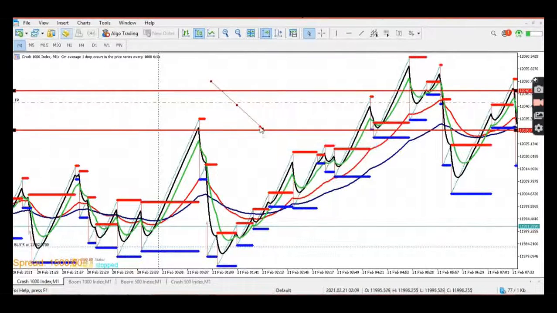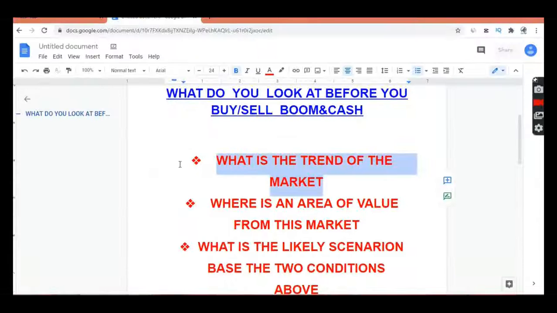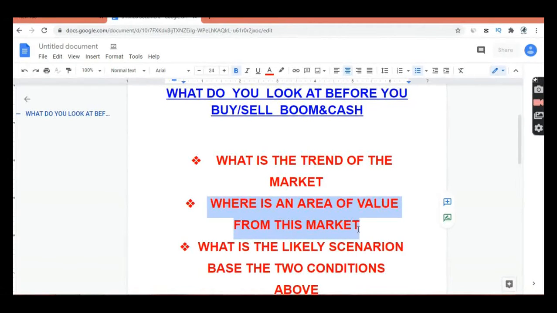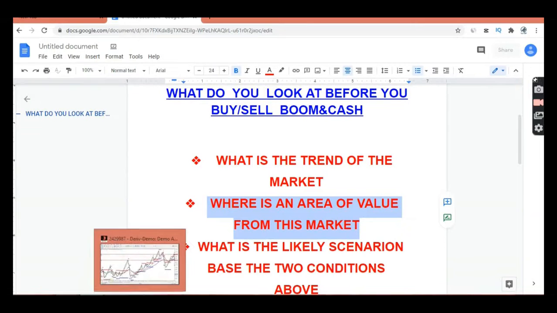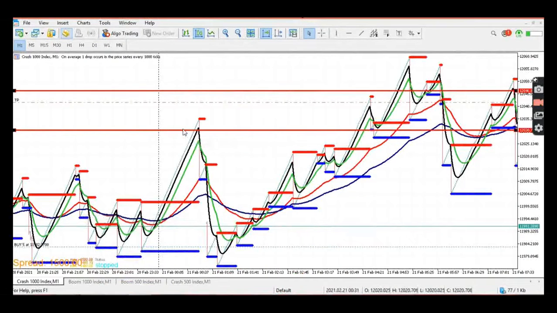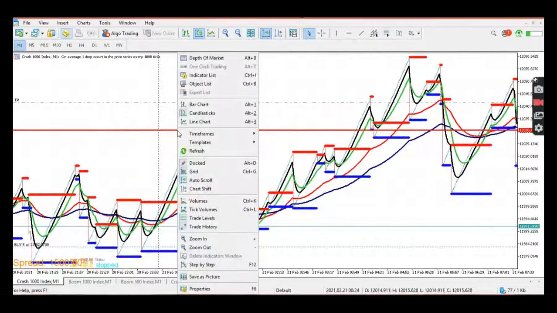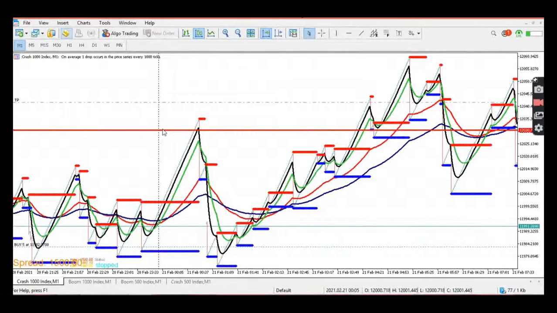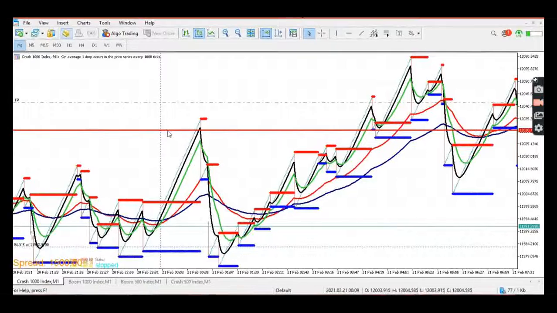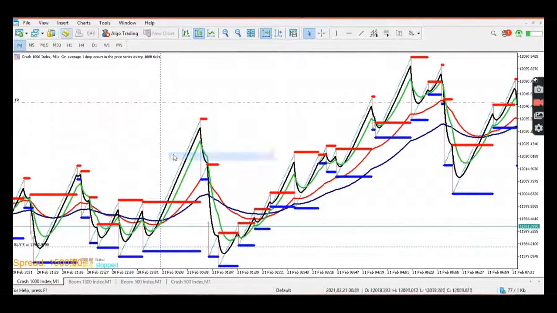So let me move to the next step. The next step is where is an area of value from this market or from this chart. Let me tell you what I mean by an area of value. Anytime I talk about an area of value, I'm talking about an area where the market rejects either twice or 3 times.